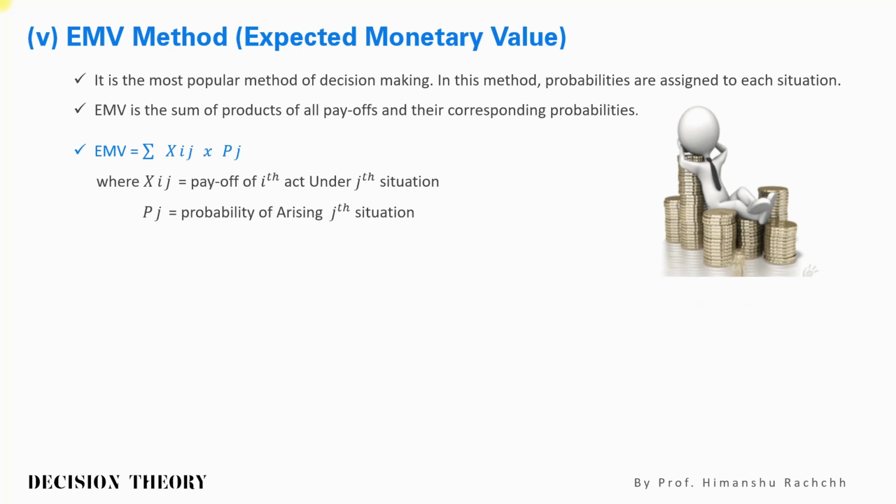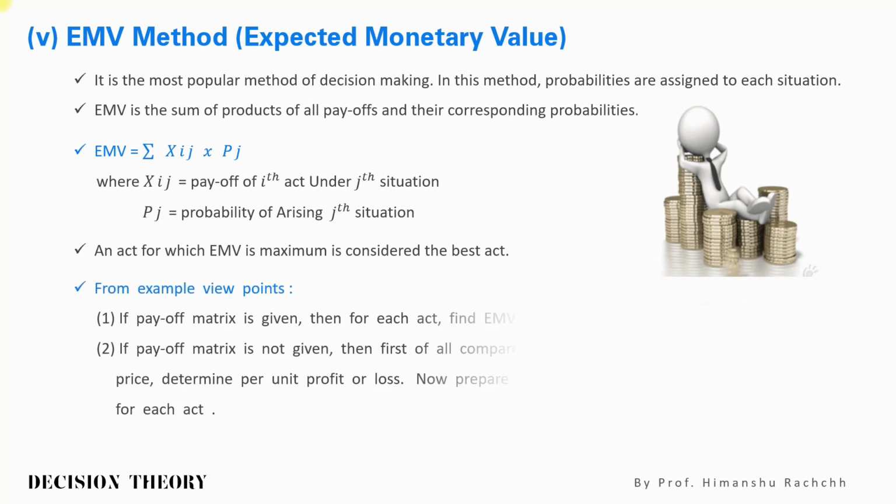Here Xij is equal to payoff of ith act under jth situation. X denotes payoff, i denotes act and j denotes situation. Pj is the probability of arising jth situation. For EMV, we multiply each payoff with its corresponding probability and the total of these multiplications is called EMV. An act having maximum EMV is considered the best act.